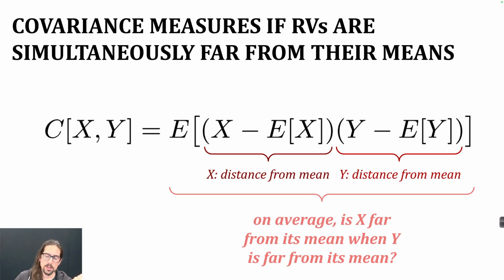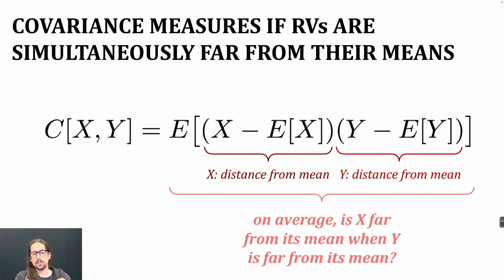And the question it's trying to answer is exactly this: on average, is x far from its mean when y is far from its mean? Because you could imagine there are certain variables where, let's say height and weight, right? Let's say the average height in a population is 5'6". If somebody is 7 feet tall, it's also quite likely that they're quite a bit heavier than the average person, right? If somebody is quite short, it's quite likely that they're also quite a bit lighter than the person of the average height.